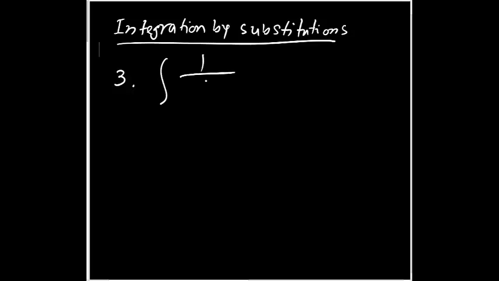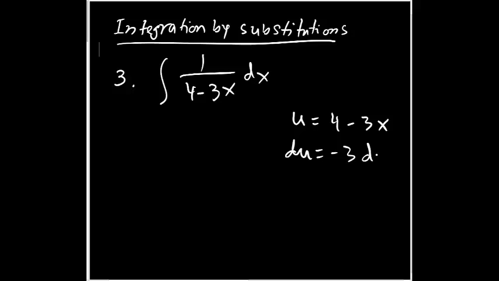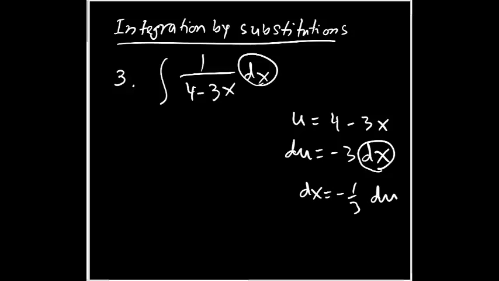Integration of 1 over 4 minus 3x dx. Okay, so when I have this, I can say u equals 4 minus 3x. So then du will be minus 3 dx. Do you guys understand? Yeah. So then I need to know what is dx that I have here. So then you can see your dx is negative 1/3 du.